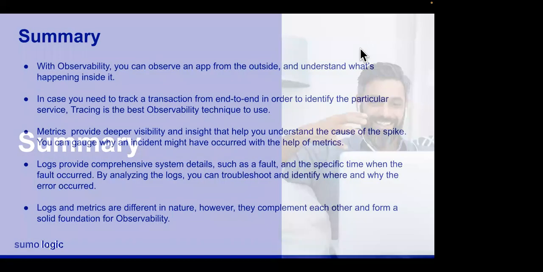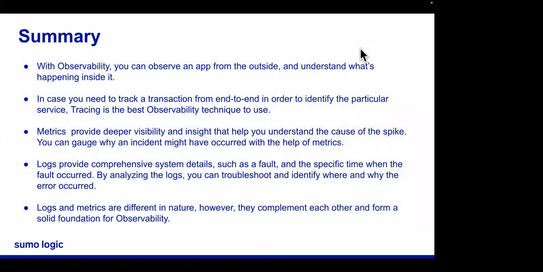All right, so summary, here we go, right? With observability, you can now observe an app from the outside and inside to see what's happening inside of it, right? If you need to track a transaction from end to end, you can do that now. Tracing is what we can use.